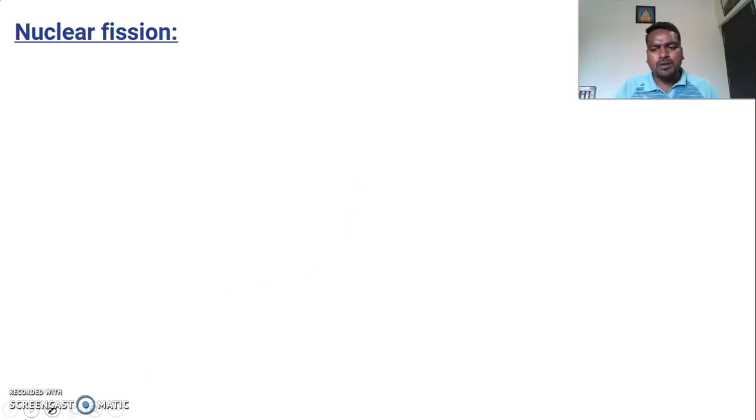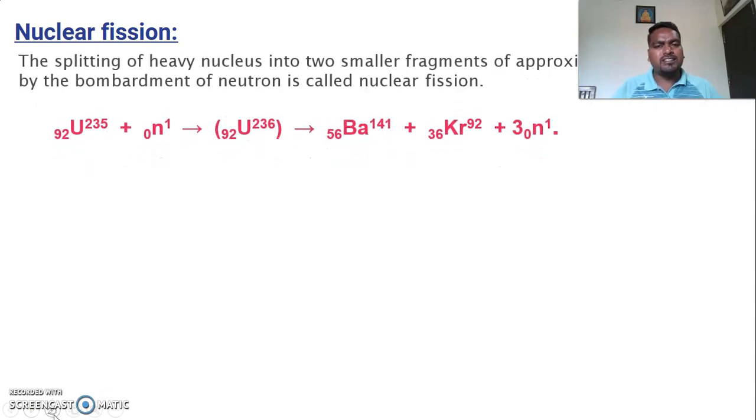So why does this nuclear fission take place? We can understand through this example. So let us consider this example. This is a nuclear reaction. You know the meaning of nuclear reactions and chemical reactions. Chemical reaction is different from nuclear reactions. So in this nuclear reaction, what happened?